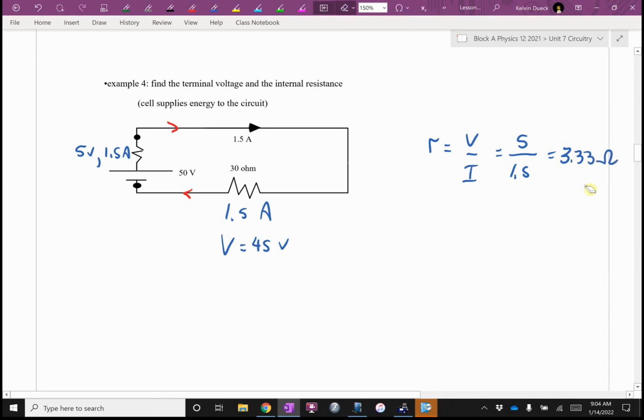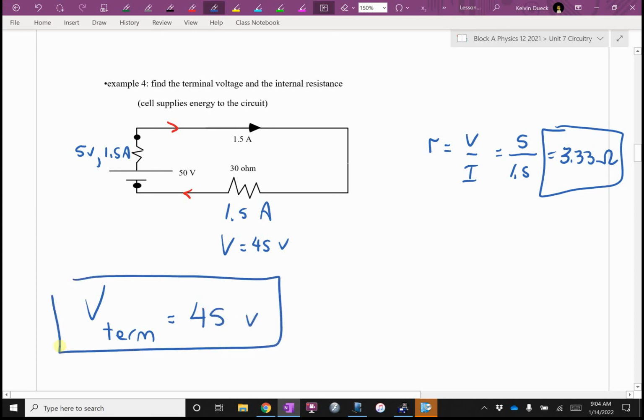So the internal resistance, what do they want me to find? They wanted me to find the internal resistance. There it is. And the terminal voltage. What's the terminal voltage? 45. What you want, what you have printed on the side of the battery, minus what you lose going through. So V term equals 45 volts. Put a box around that. And little r equals 3.33 ohms. I'll put a box around that.